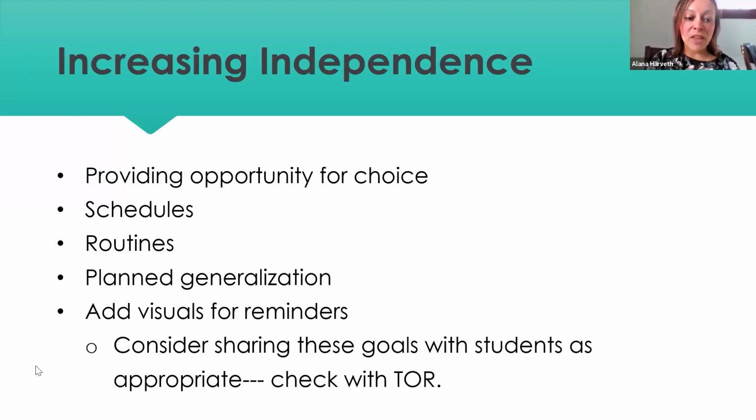And then the last one, consider sharing the goals with the students as appropriate. So it's okay to let the students know what they're working on. So we're going to work on organization today. We're going to work on getting started with this. How can I help you? Here is what I'm doing right now. I'm verbally talking with you, but you think that this visual might work, or maybe an indirect cue might work, or this gesture means to start working.